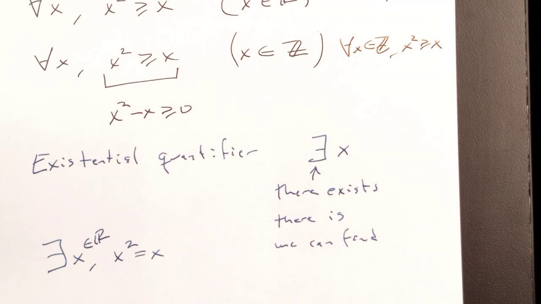True? How do you know? 1 squared is 1. Love it. Is that the only one? 0 also works. 0 squared is 0. I just said we could find one. I didn't say there was only one. There's one or more. There exists an x that does this. Some x. I don't know how many, but there's at least one out there.